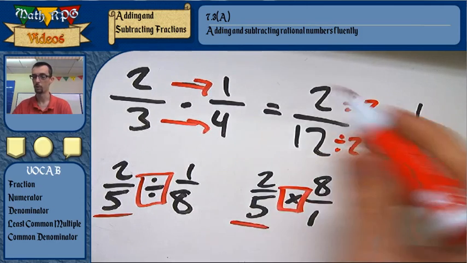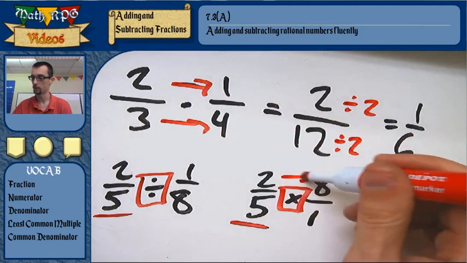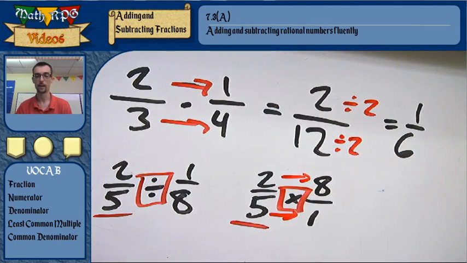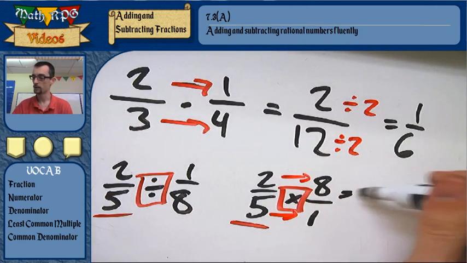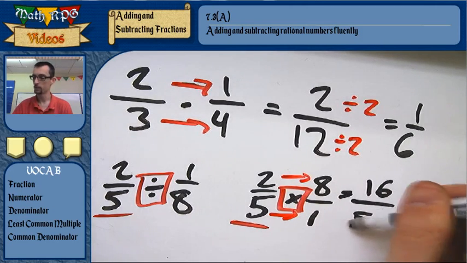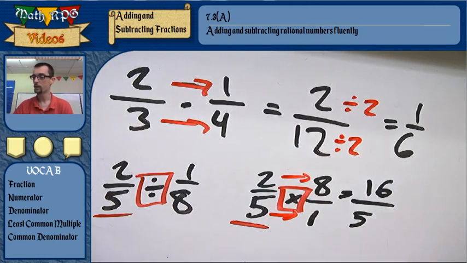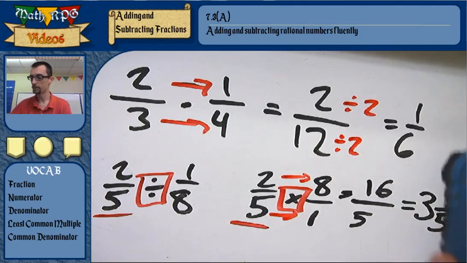And then you can do it as normal, as multiplication. Multiply straight across and simplify if needed. So this would be 2 times 8, 16, over 5 times 1, 5, which if I wanted to create a mixed number, 5 goes into 16 3 times with 1 left over. Okay, that's our review for multiplying and dividing fractions.